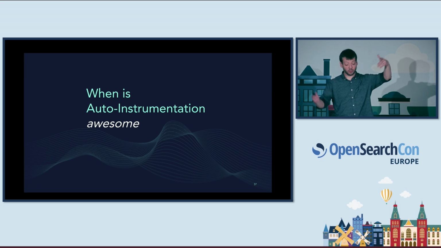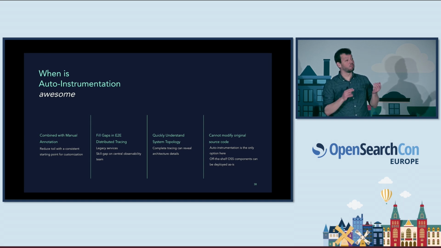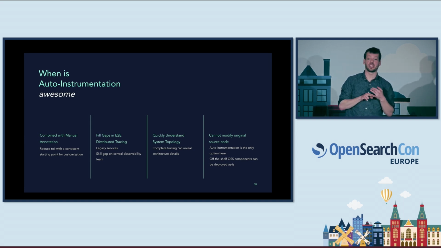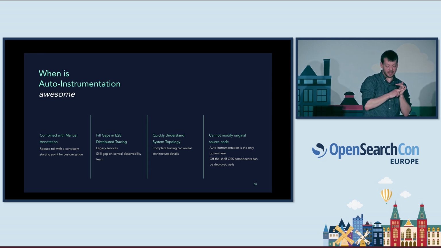I'm sorry. Anyways, when is auto-instrumentation awesome? When it's combined with manual annotation, right? When we're using it as a starting point and then providing all of our additional manual annotation on top of that. Filling gaps in end-to-end distributed tracing.